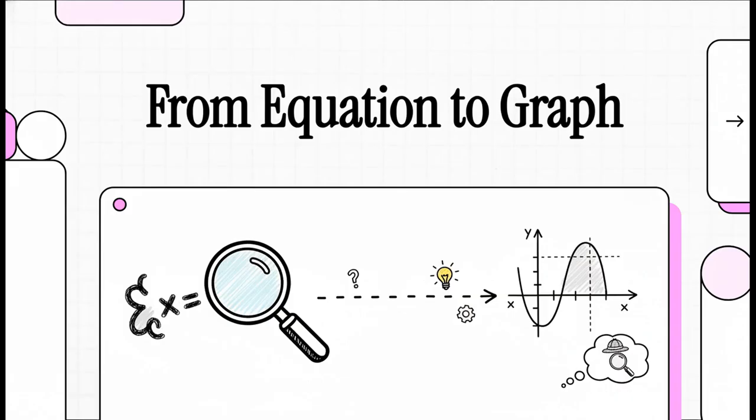So we're about to go on a little adventure, from what looks like just a bunch of symbols in an equation to a real visual graph. Think of us as mathematical detectives. We've been given the clues, and we're going to solve the case of what this thing actually looks like.